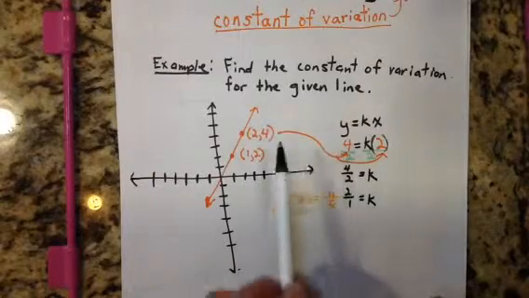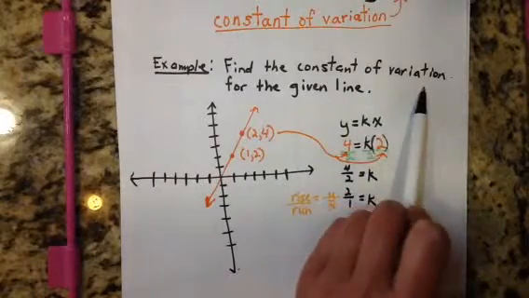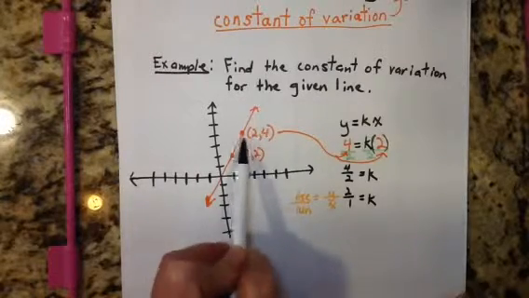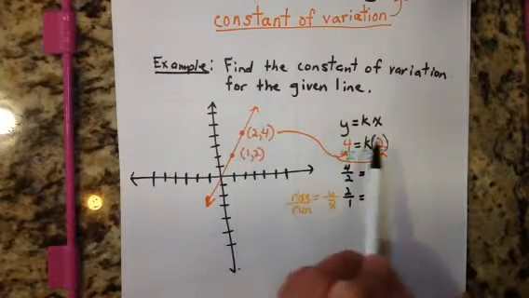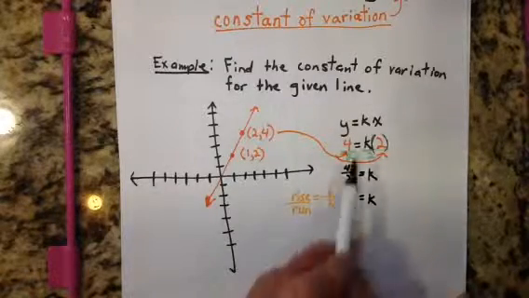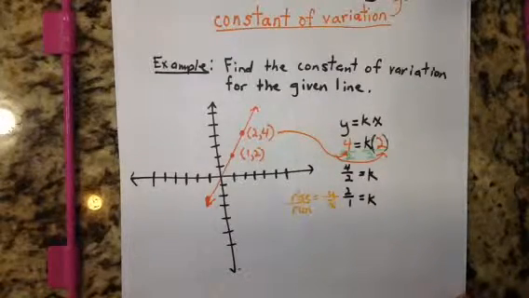So anyway, like I said, if you want to find the constant of variation, you want to take just a point on the line, take its coordinates, plug it into this equation, and solve for k. k is your constant of variation.